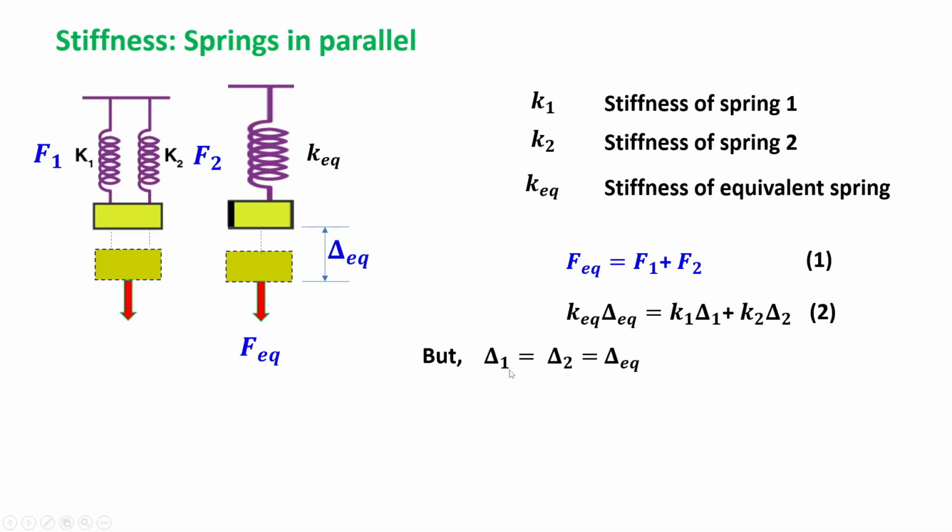But you see here delta 1, delta 2 and delta equivalent are all the same, because this is a rigid body. If it is going down by 1 centimeter, both the springs will go down by 1 centimeter, and the resultant system also will go down by 1 centimeter. So the deformation of the first spring, second spring and equivalent spring are all equal. If we set this relationship in equation 2, we get K equivalent equal to K1 plus K2. This is a very simple relationship for springs in parallel. It is the summation of the spring constants of the individual elements.